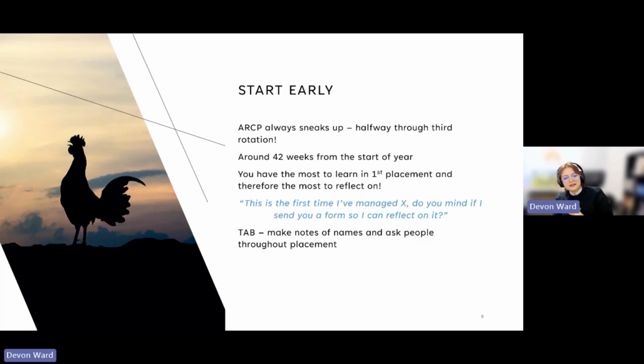And I've also put here, in terms of a TAB, so that team assessment of behaviour, I recommend that you make notes of the names of people throughout the placement, even before you send out the form, because once you send out a TAB form, you've got a couple of weeks before it closes. So what I do is I call it my creepy book of names, where I write down everybody that I've interacted with, and I think that we've had a good relationship. I say, would you mind giving me some feedback on the way that we've worked together today? And I get their email address. And that way, when it comes to the point of me needing to submit a TAB, I can go to my creepy book of names and I can say, okay, well, I need 15 people from here. Who am I going to select? And to be fair, I send it to everybody.